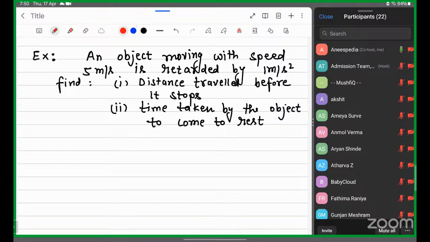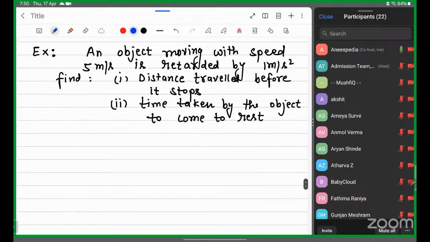So how will you find out? First one, you are given the initial speed or velocity u, 5 meter per second, and we want to find out the distance traveled by it before it stops. So when this object will stop, final velocity will be 0 and it is retarded with 1 meter per second square. So A will be 1 meter per second square, but it is retardation, so its sign will be minus.